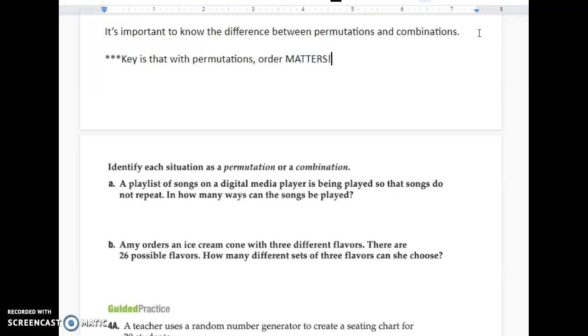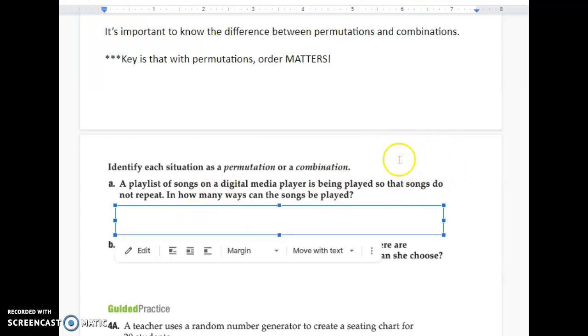A playlist of songs on a digital media player is being played so that the songs do not repeat. In how many ways can the songs be played? With the way that this is asking in how many ways, to me that says they are asking about order. So that one would be a permutation. Unfortunately that's a photo so I can't type there, but the answer to the first one is permutation.